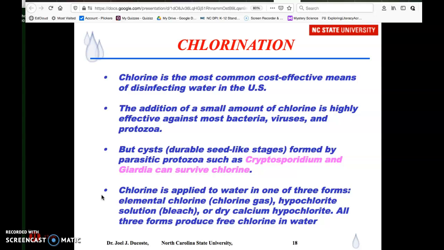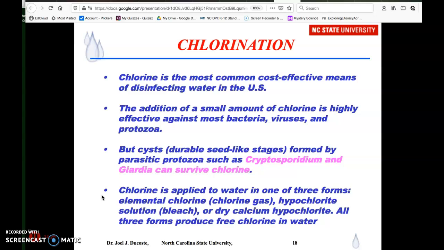The addition of a small amount of chlorine is highly effective against most bacteria, viruses, and protozoa. But cysts, which are durable seed-like stages of a microbe formed by the parasitic protozoa such as Cryptosporidium and Giardia, can survive chlorine. Remember, we talked about Giardia and Cryptosporidium as being parasites.